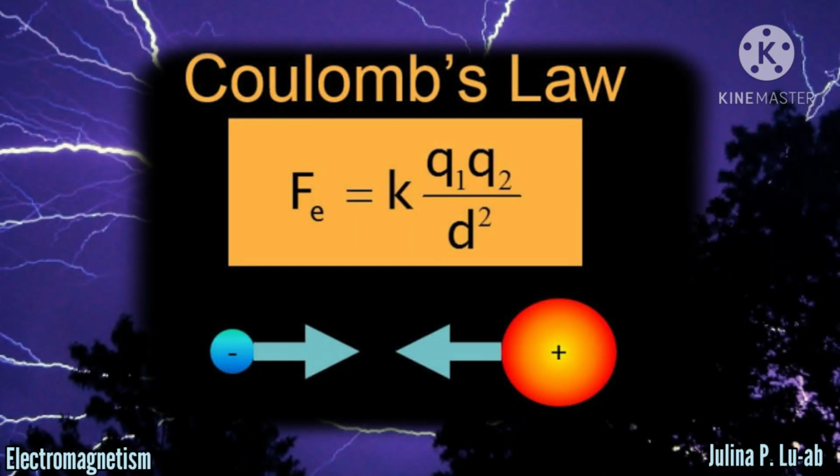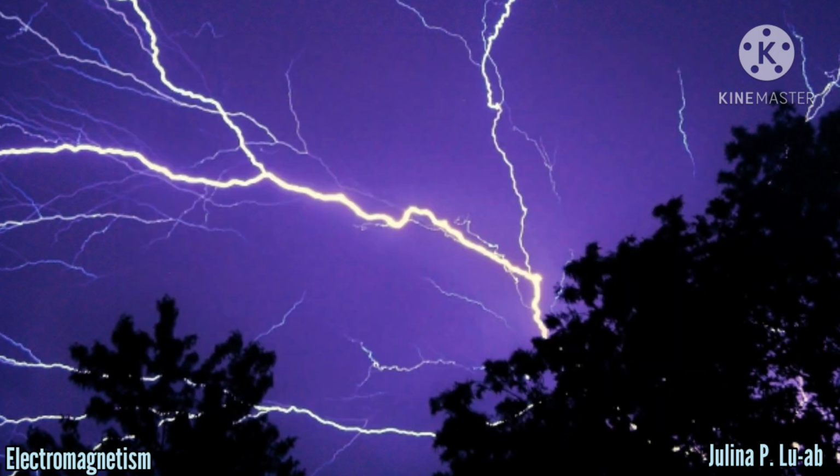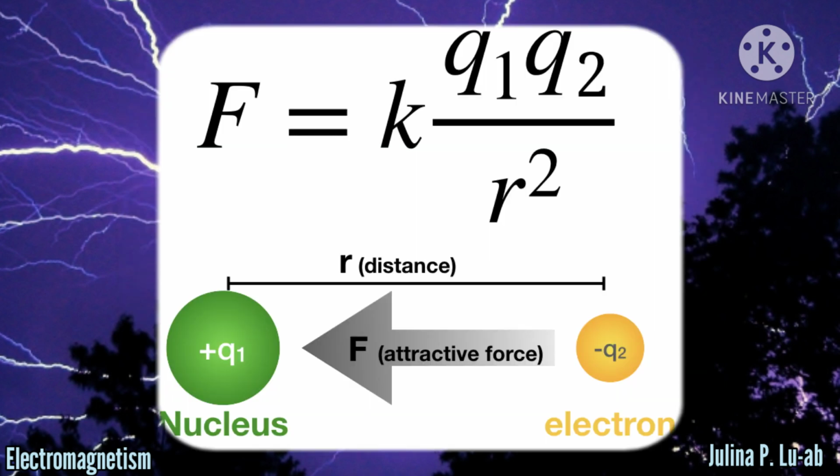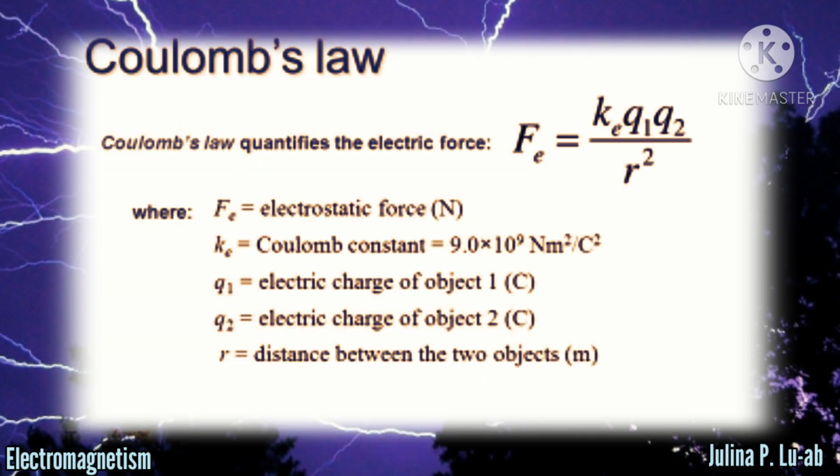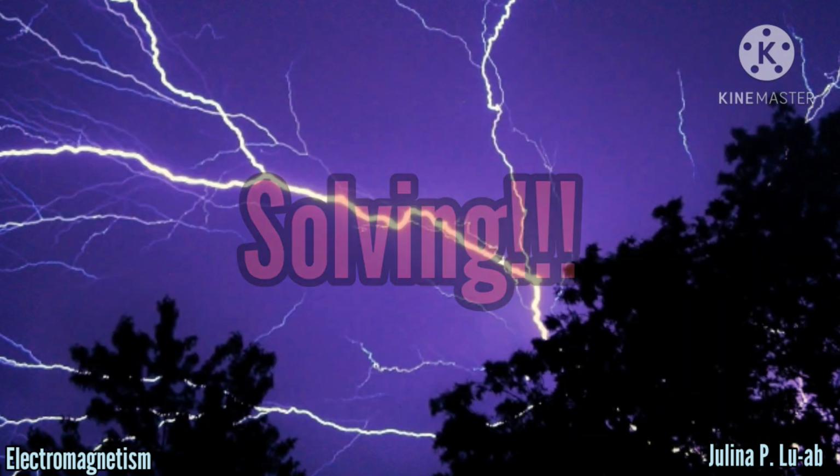So we have Coulomb's law, where electrostatic force is equal to the Coulomb constant times charge 1 and charge 2 over their distance of separation squared. So this is how it looks. The unit for our electrostatic force is Newton, and our Coulomb constant is equal to 9.0 times 10 raised to 9 Newton meter squared over Coulomb squared. Now let's try to solve some problems.